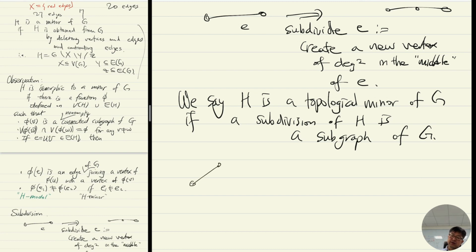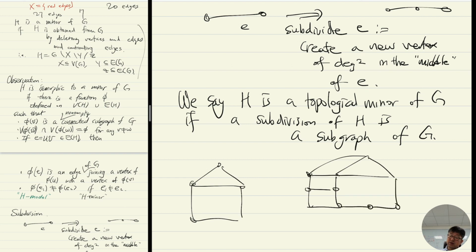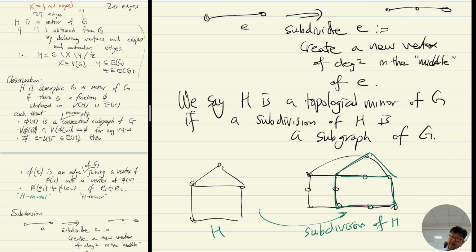So for instance, we have a house now, and then I had an apartment, right? Let me just throw in a, oops. Right, so if I look at this red subgraph, that is a subdivision of this house, right? Okay, let me say, subdivision of H. So this G, so H is a topological minor of G.